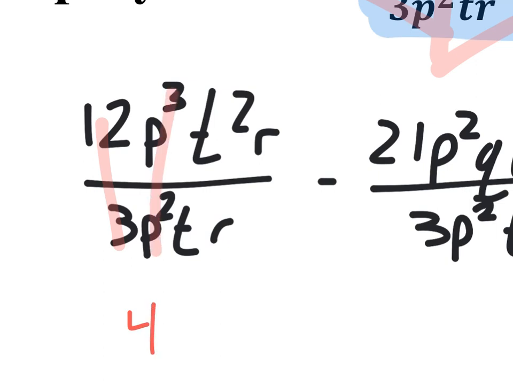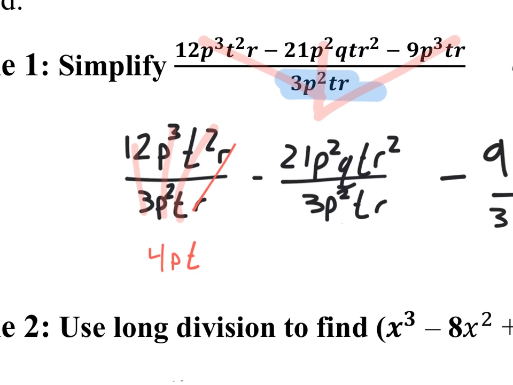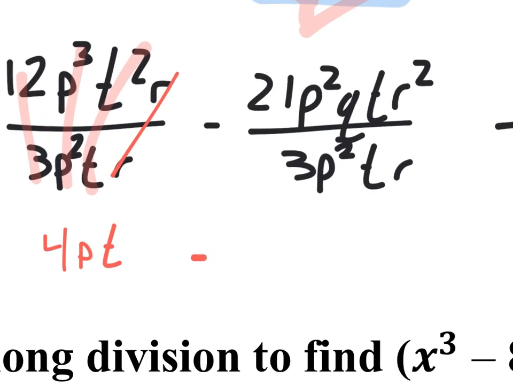If we have 3 p's in the numerator, 2 in the denominator, that gives us 1 left in the numerator, 3 minus 2. Same thing with the t squared, 2 minus 1. When we're doing division, top exponent minus bottom exponent gives us a t, and the r's cancel. Then we move on to the next piece.